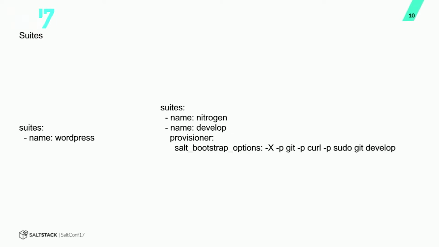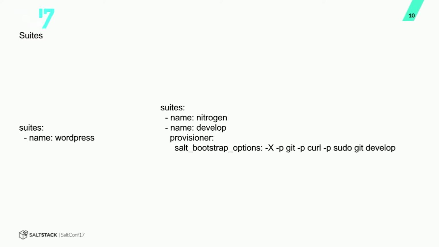Next, the section that you're going to use is suites. Suites can be something as simple as default, if you just have one suite and you just want to run one test path. In my case, we're going to be testing against Nitrogen, which is 2017.7, and Develop, so that I can future-proof my WordPress formula to make sure that it'll work on the next version of Salt when it's released.